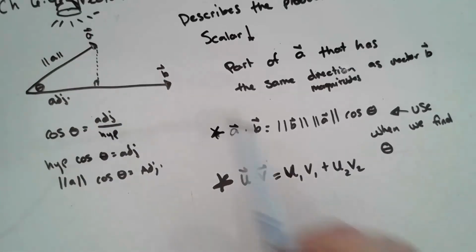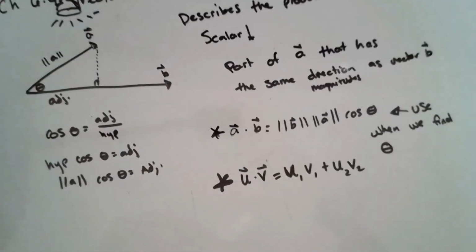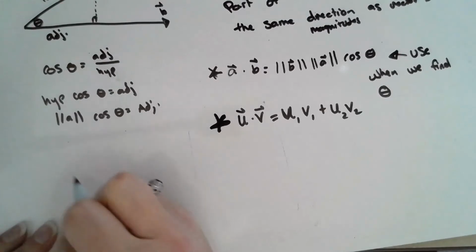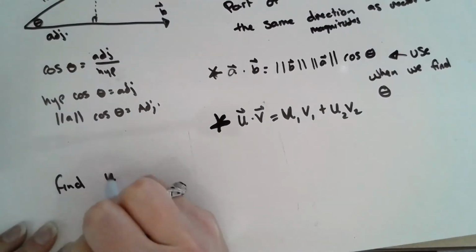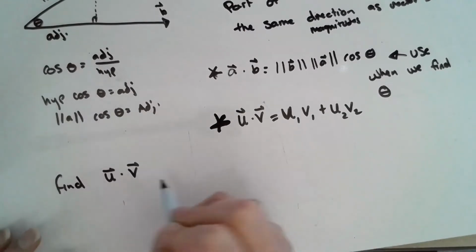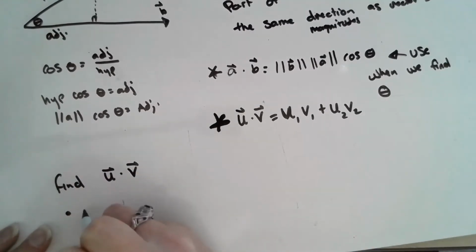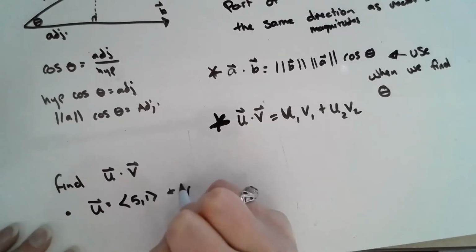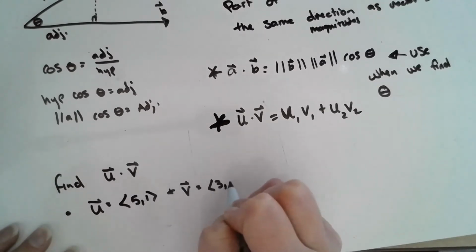Honestly guys, if this whole thing confused you, I would look at a few videos. It's actually kind of interesting. As I said, in physics we do a lot with it, but for now we're just looking at the general, what it is and how it works. So I actually want to do a few. We're going to find vector u dot product of vector v. Okay, so let's say vector u is 5, 1, in component form, and vector v is 3, 1, negative 1.